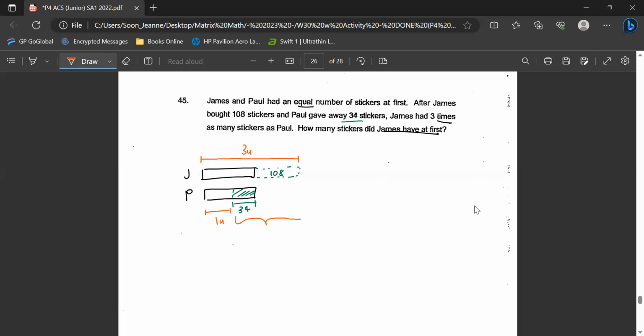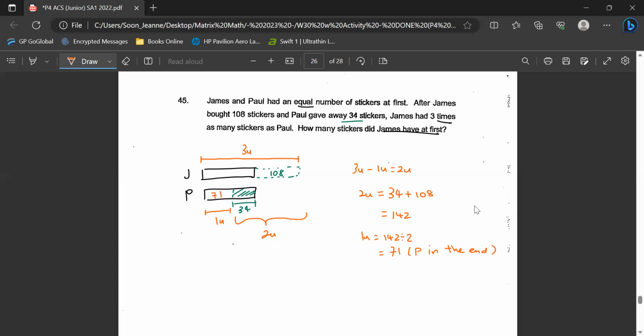So you can see over here there's a difference of 2 units, because 3 units minus 1 unit is 2 units. And how do we find the value of 2 units? You look at the numbers in the 2 unit range, which is 34 and 108. So I have to add 34 with 108, which will be 142. Always look for 1 unit. 142 divided by 2 is 71. So 71 will be Paul's number of stickers in the end, because this is 1 unit. So this is 71. I want to find James at first.